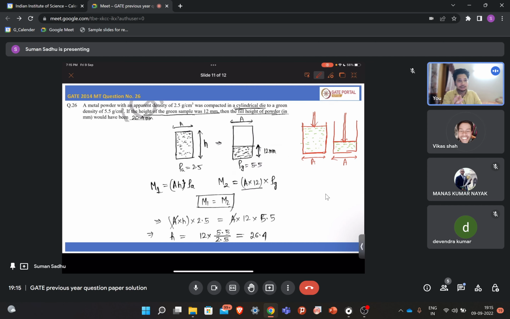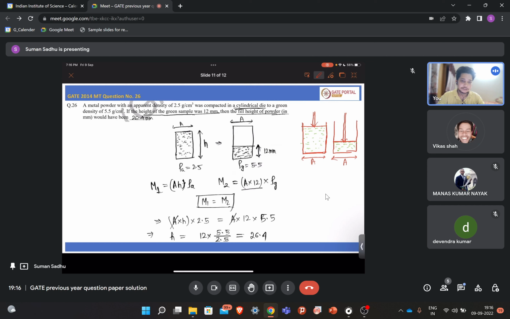So that die is rigid. Like you just take a glass and then put some soil inside and then just press it with something. So that area of your glass will change. Will it change? It will not change, right? Yes, sir, clear.